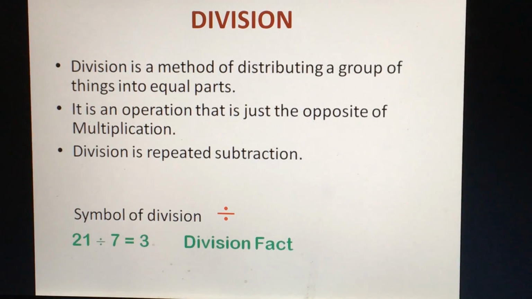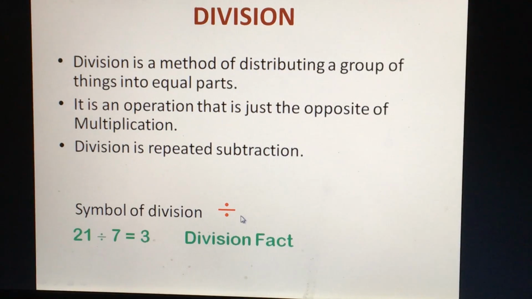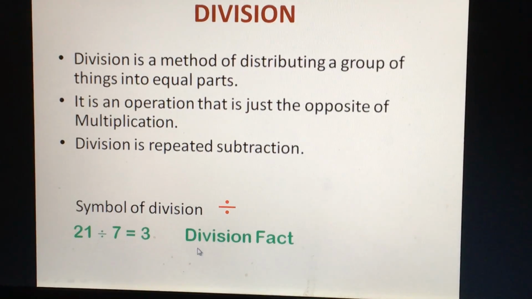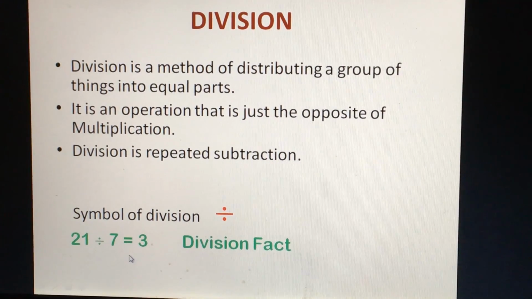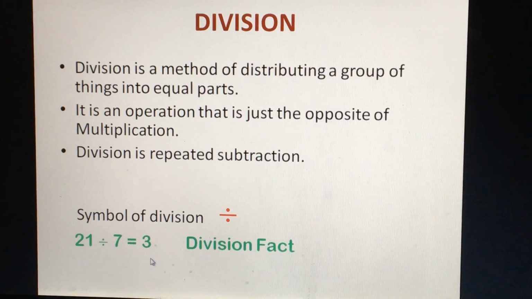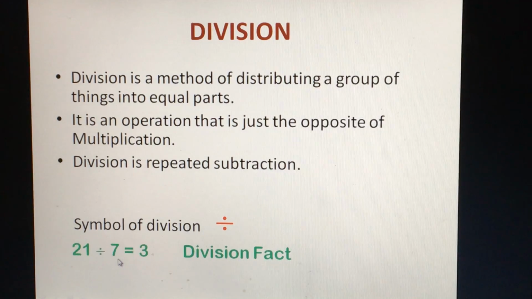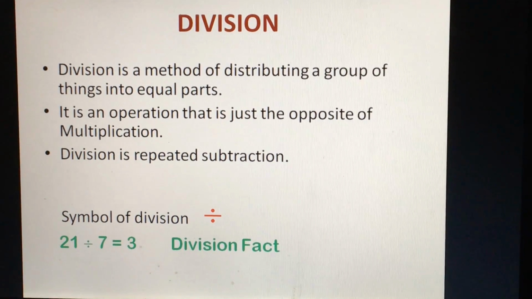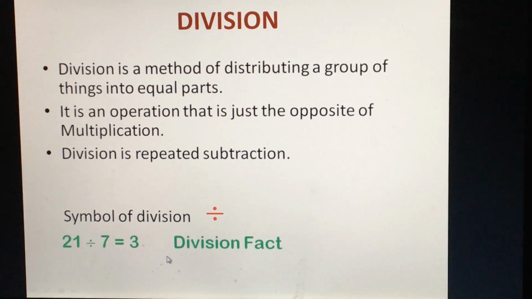The symbol for the division is a division line with two dots, one up and one down. And how do we write a division statement or division fact? Like this, 21 divided by 7 is equal to 3. That is, 21 objects are divided equally in 7 groups. How many objects will we have in each group? 3. So in this way we represent the division fact.